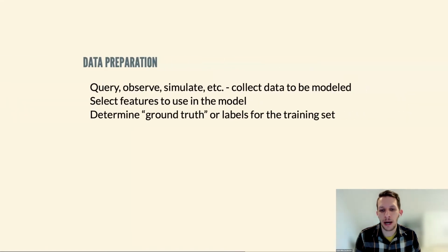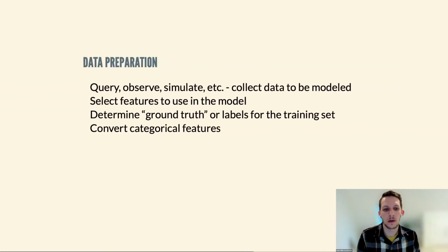We then want to determine the ground truth or the labels for the training set. Okay, so we have the data, features, ground truth. All right. We may need to convert categorical features within our data set.